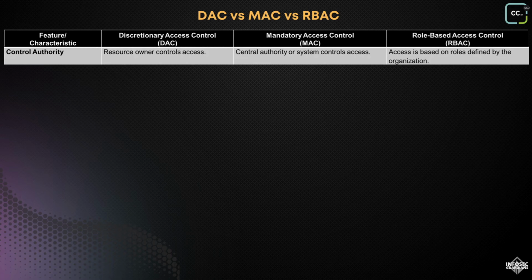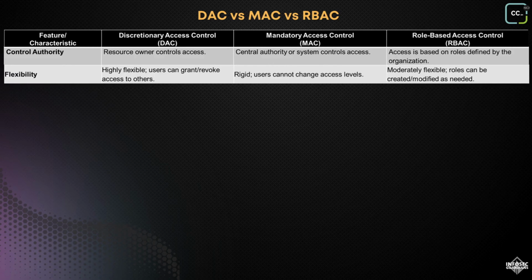First up, control authority. Discretionary access control, or DAC, is where the resource owner controls access. In contrast, mandatory access control, or MAC, places control with a central authority or the system itself. Lastly, role-based access control, or RBAC, assigns access based on roles that are defined by the organization.